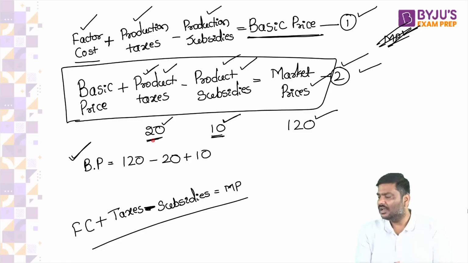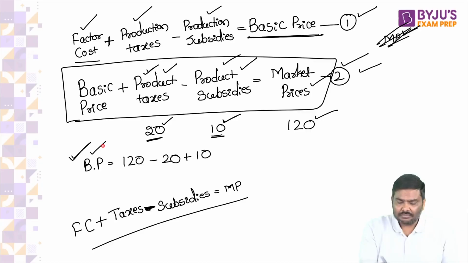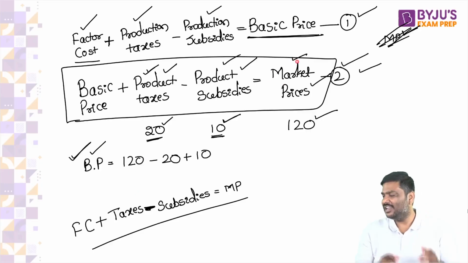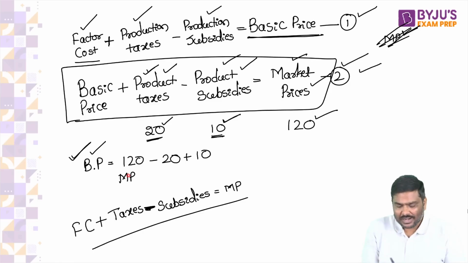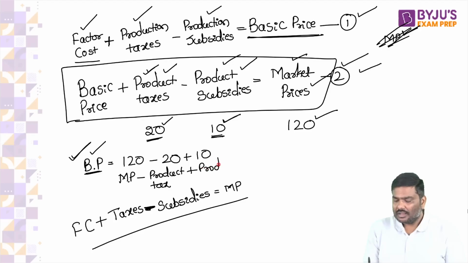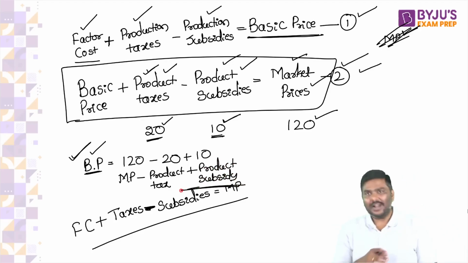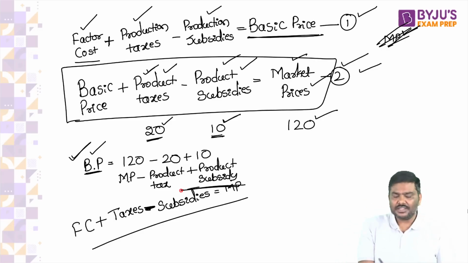Of course, yes. Basic price is equal to market price. Some of you are saying, sir, here you're writing something, the formula is something else. Observe, my dear, you're not observing. Can I write basic price is equal to market price minus product tax plus product subsidy? At least now it is clear. That is, basic price is equal to market price minus product tax plus product subsidies.